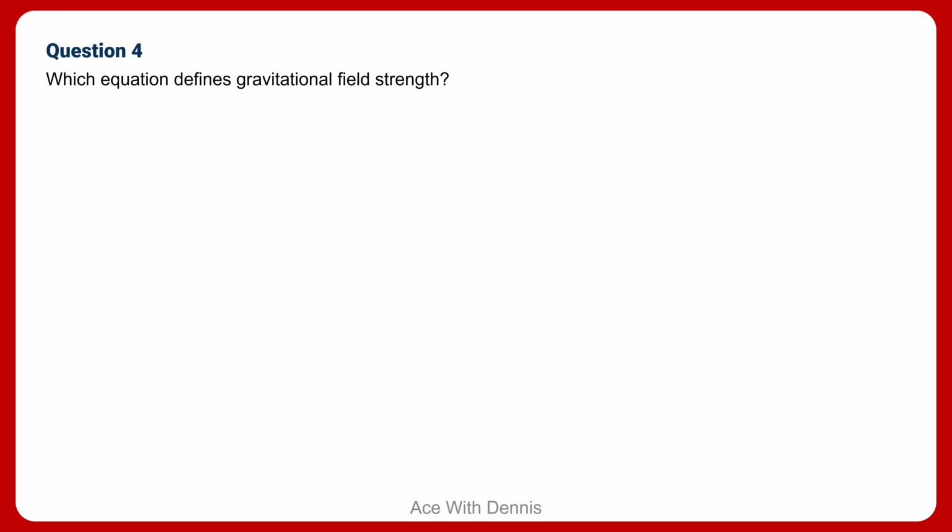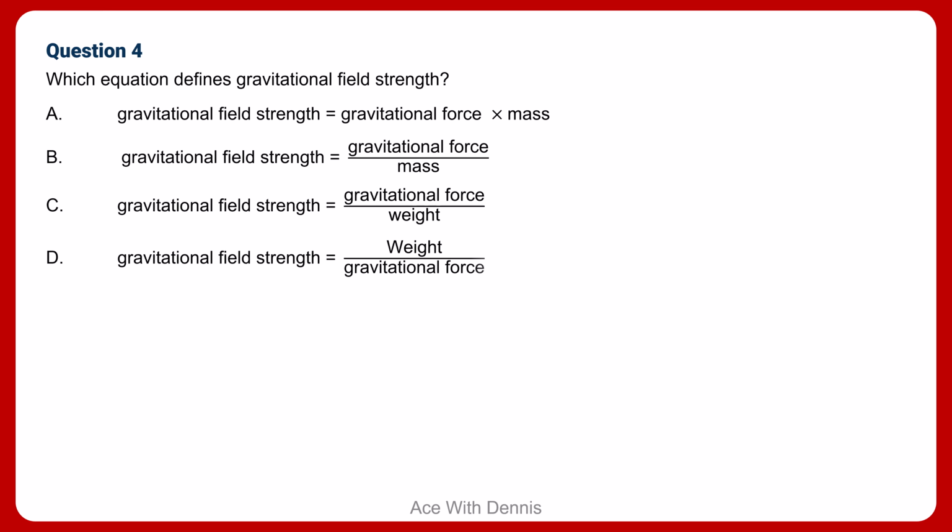Question 4. Which equation defines gravitational field strength? A. Gravitational field strength equals gravitational force times mass. B. Gravitational field strength equals gravitational force divided by mass. C. Gravitational field strength equals gravitational force divided by weight. Or D. Gravitational field strength equals weight divided by gravitational force. The answer is B. Gravitational field strength equals gravitational force divided by mass.